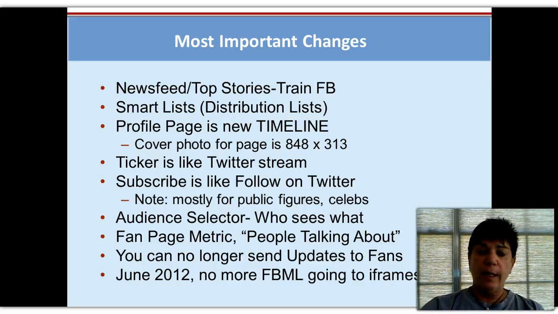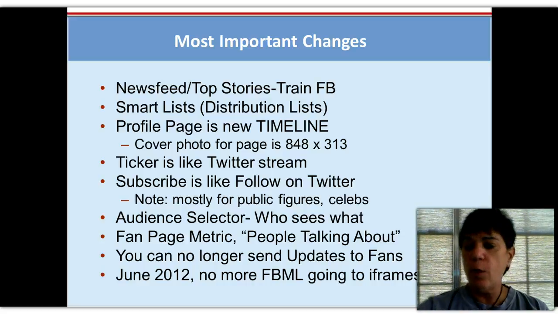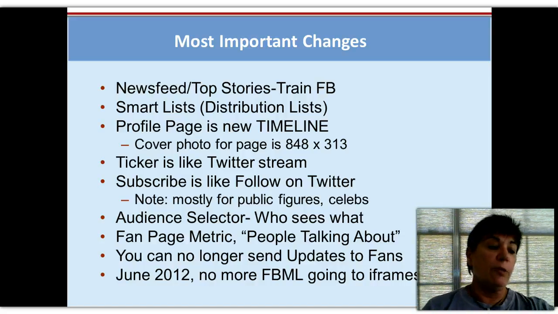Also, smart lists. I think my last video hit this, but it's really distribution lists. They have also created lists for business, family, where you used to work. They're basically taking your information and creating lists from it, and you can continue to create your own. These are going to be very important because one of the things we're going to talk about is these smart lists and the ability to select the audience you want to see certain things. So it's the audience selector.